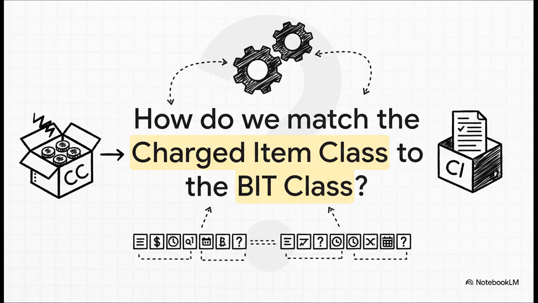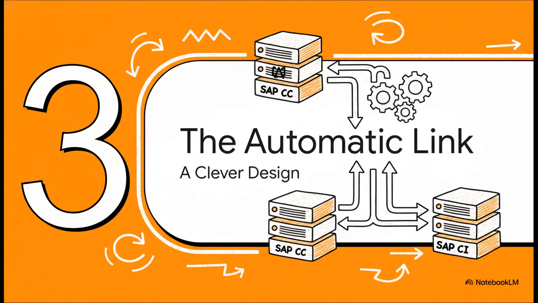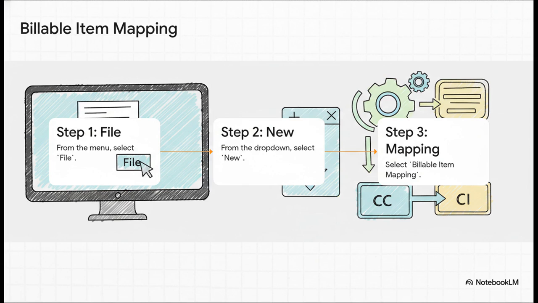I mean, do we have to manually build this charged item class in CC, meticulously copying every single field and just praying we don't make a single typo? Well, thankfully, no. That would be an absolute nightmare, wouldn't it? This is where the design of the whole system is just really clever. The connection isn't manual at all. It's completely automatic. The entire connection, the whole thing, hinges on this one super simple action inside the SAP CC Core tool. It's just a few clicks.